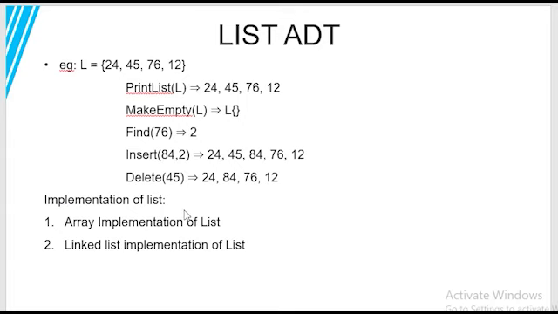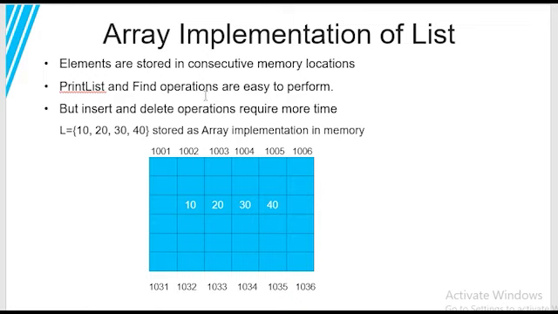Then implementation of the list. The list can be implemented in two ways: one by using an array, another by using a linked list. These are the two forms of implementation of a list. We will see them one by one. First is the array implementation of the list.